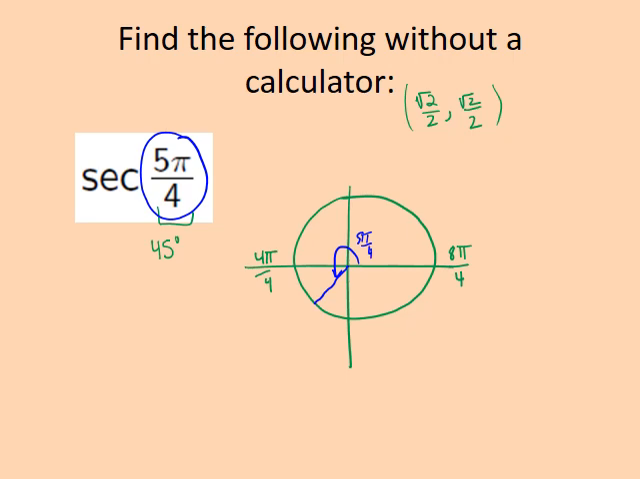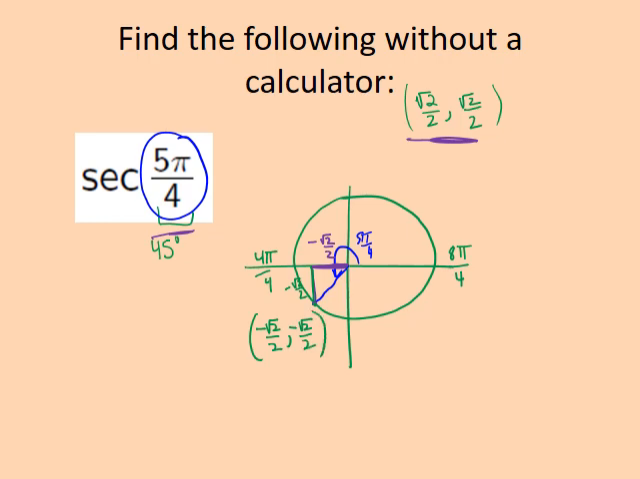Now, in the third quadrant, both cosine and sine, or x and y's, are negative. So because it's a 45-degree angle, the coordinate point that we're dealing with is root 2 over 2, and they're both negative. So this distance right here is going to be negative root 2 over 2, and this distance right here is going to be negative root 2 over 2. So our coordinate is negative root 2 over 2, comma, negative root 2 over 2.